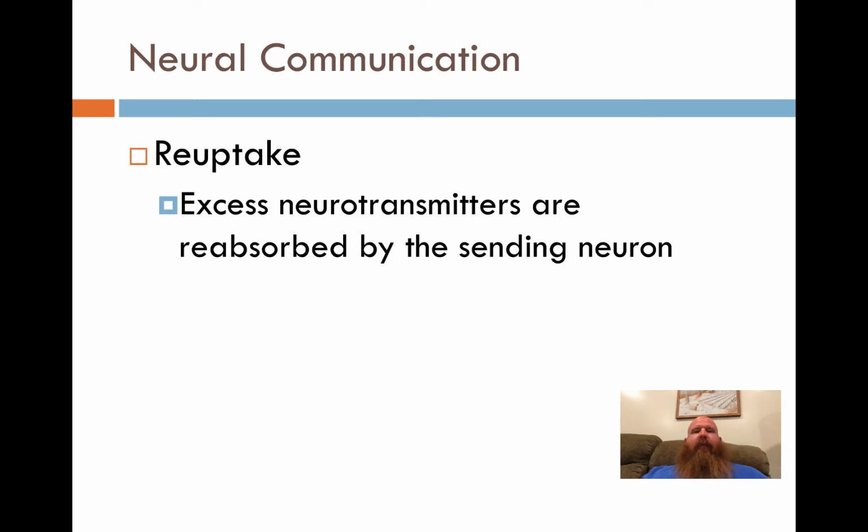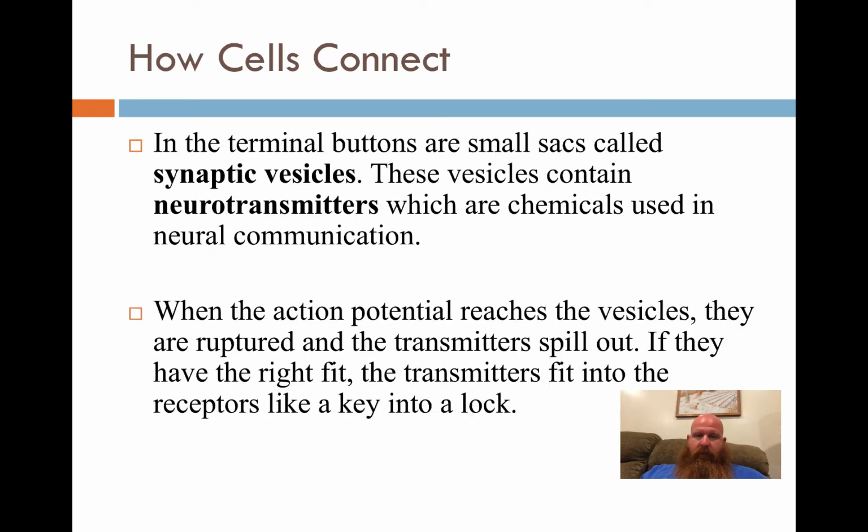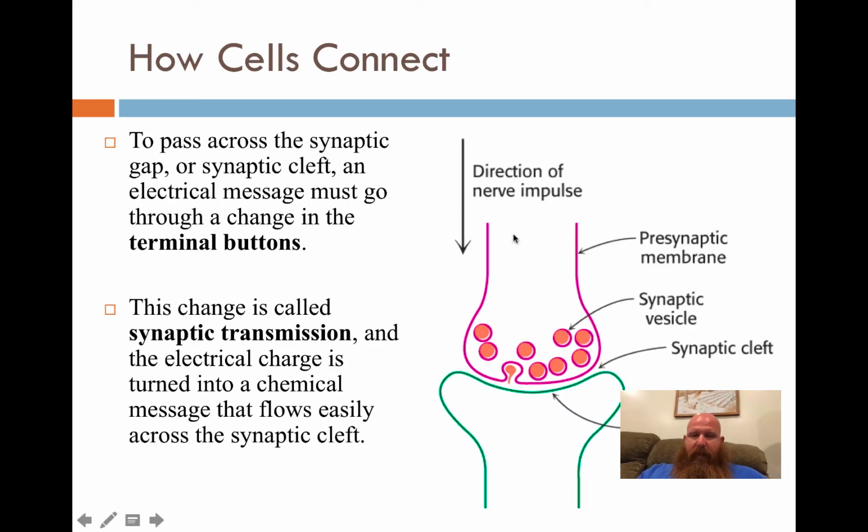And then you have a process called reuptake. Any transmitters that were not absorbed by the receiving cell get reabsorbed into the sending neuron, and the process starts over. So anything that doesn't get passed or received here gets sucked up right back in there.